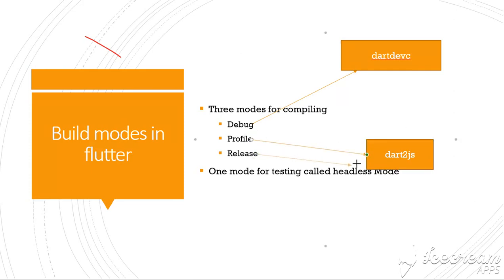Release mode is of course used when you have to release your app, so you don't need any kind of debugging information or any kind of profiling information, like performance information. The debugging is completely switched off in the release mode, and assertions and service extensions are also completely disabled.